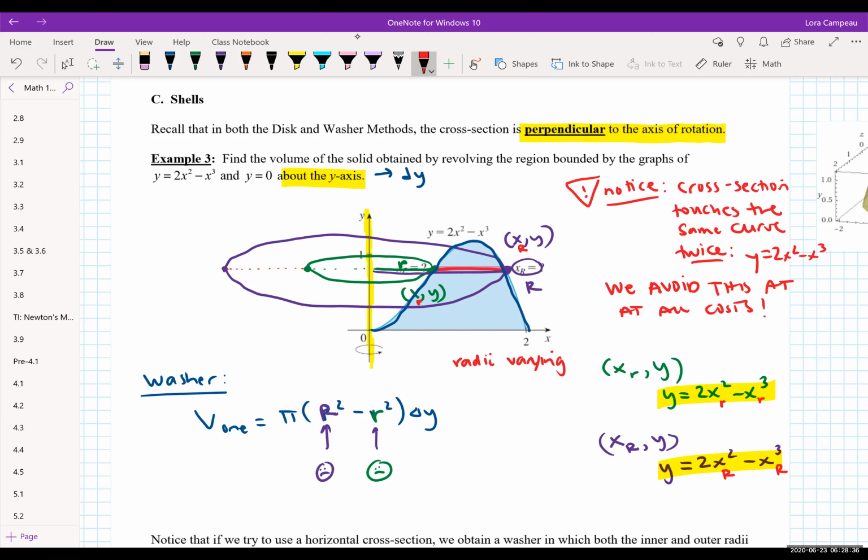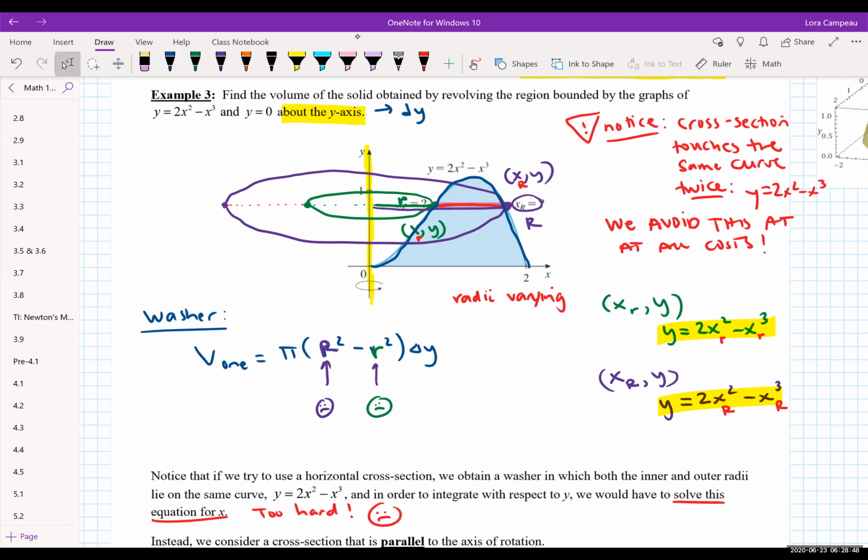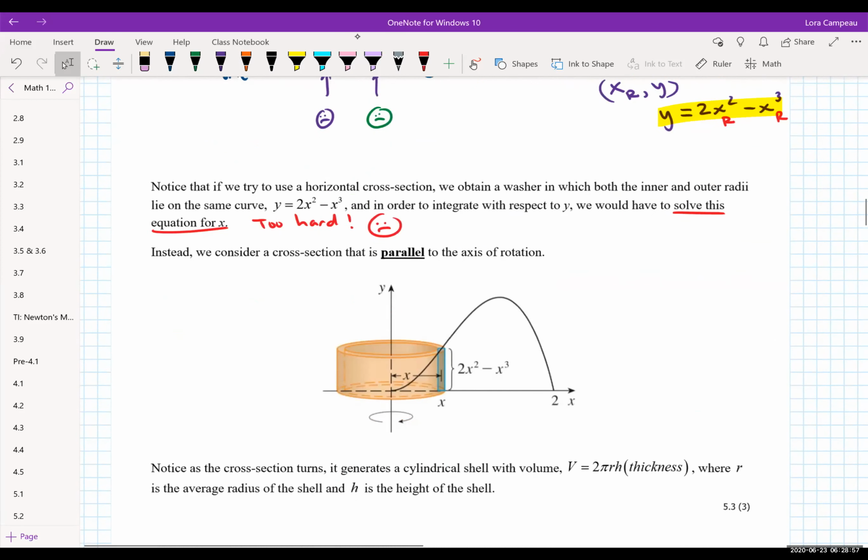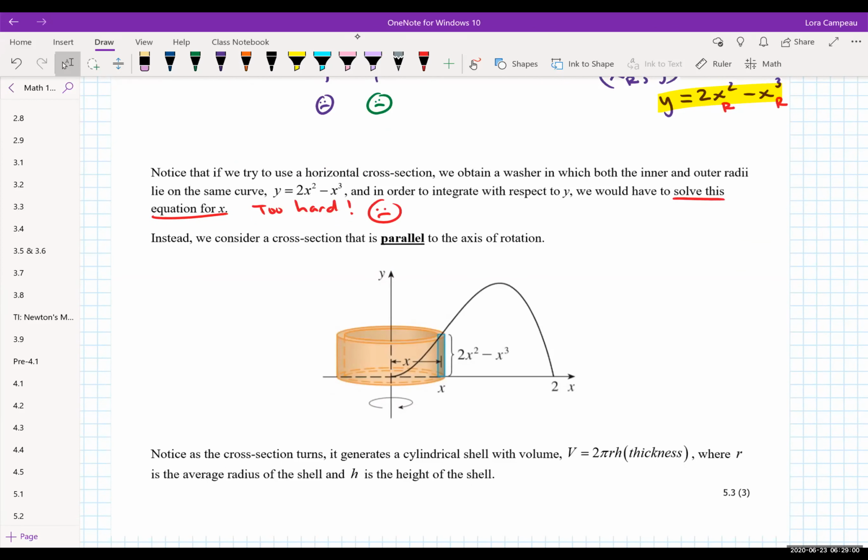So instead of being perpendicular to the y-axis, we would make it perpendicular to the x-axis. If we're trying to avoid this situation, and this is what happens, it makes the equations impossible to rewrite and calculate the integral, so we decide to take the cross-section a little bit differently. Let's instead make it parallel to the axis of rotation. That's a little different than what we've been dealing with, the washers and the discs.